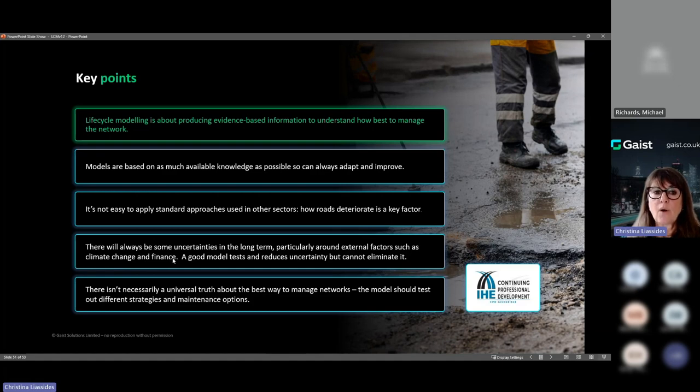Uncertainties, always accept that there are uncertainties. If someone comes to you and says, I can tell you absolutely that this road will perform exactly like this over the next 60 years, what you don't want to get sucked into is false certainty. So, we have to be honest about what we don't know as well as about what we do know.